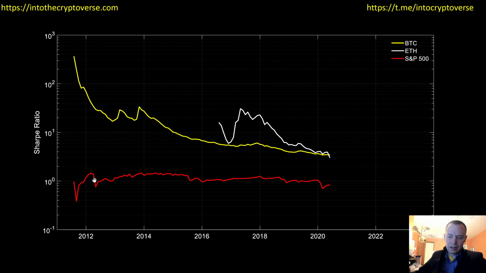For comparison, here's the S&P 500, which basically just stays around 1. So it's obviously good to invest in traditional markets. I invest in traditional markets, but the nice thing is there are other asset classes out there, like crypto, where you can actually see a better risk return.